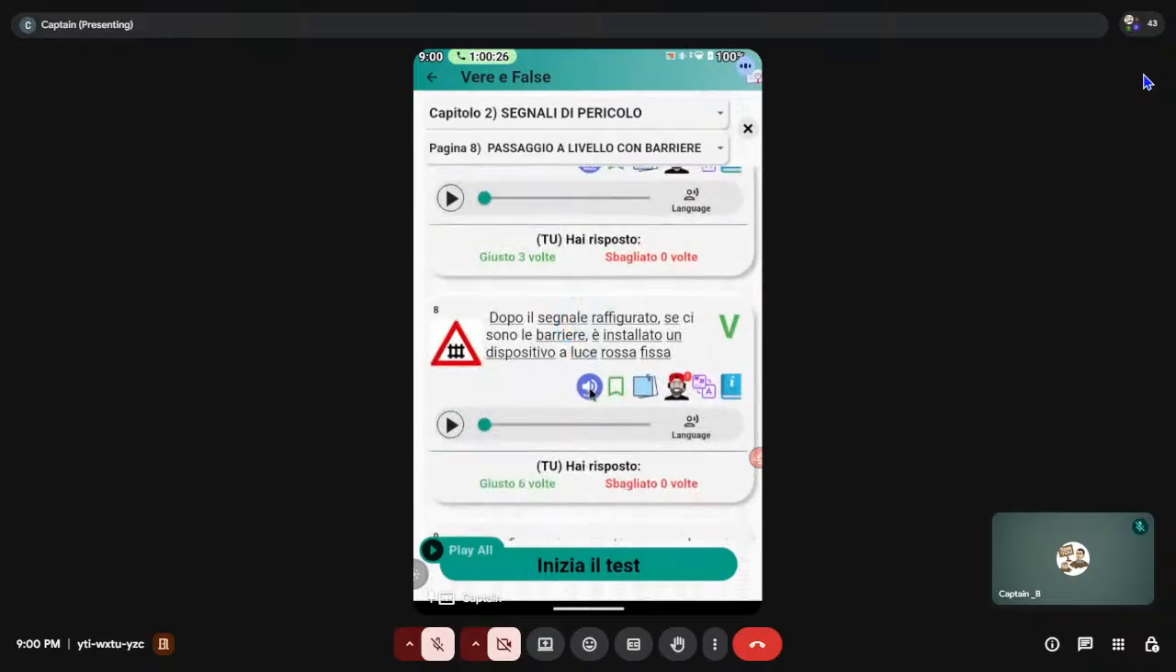Dopo il segnale raffigurato, se ci sono le barriere, è installato un dispositivo a luce rossa fissa. Now, if there is a barrier on this road, after this sign, raffigurato, se ci sono barriere, there is an installed device, luce rossa fissa. Remember, I showed you the red light just now, right? Good. And it is true. There's always a red light.